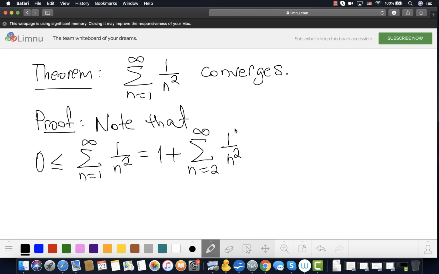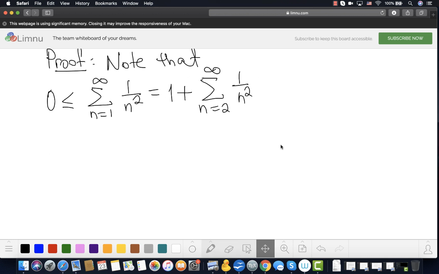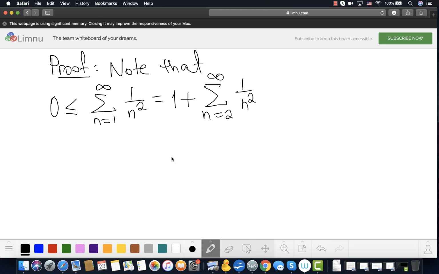So it starts with 1 over 2 squared plus 1 over 3 squared plus 1 over 4 squared, and so on. The reason I did that is because now I'm going to shift the index as follows. So I'm just going to keep writing underneath. So this is equal to 1 plus sum.